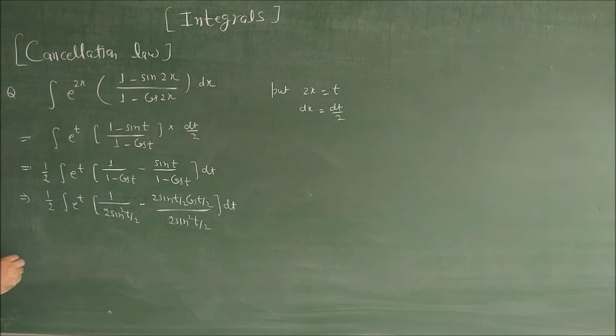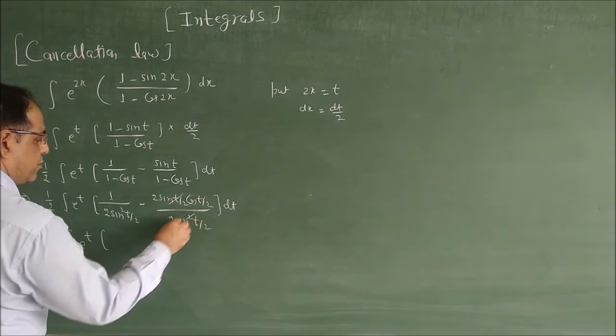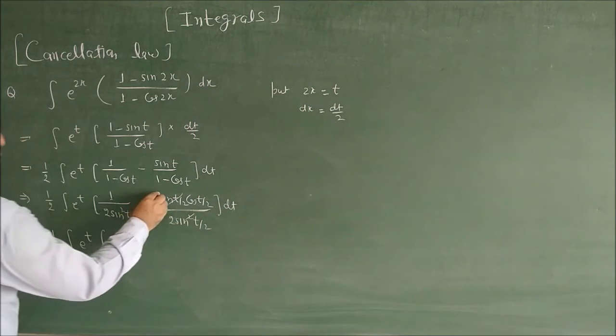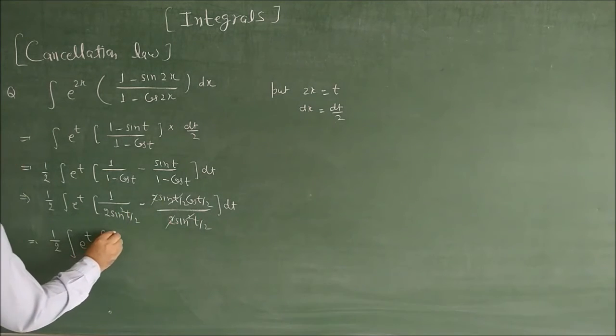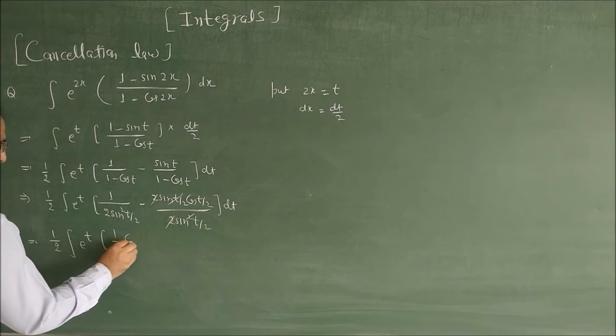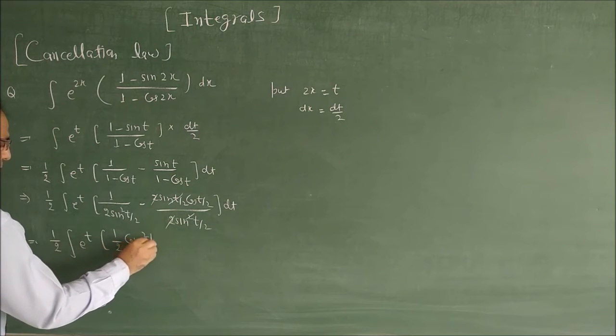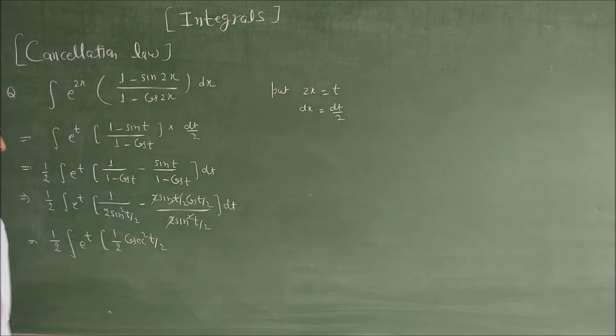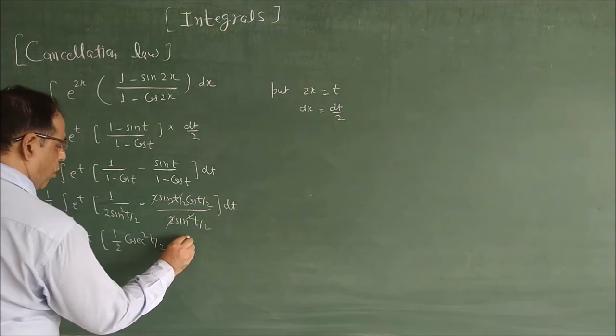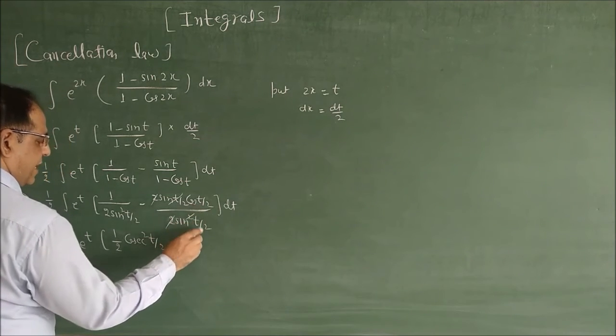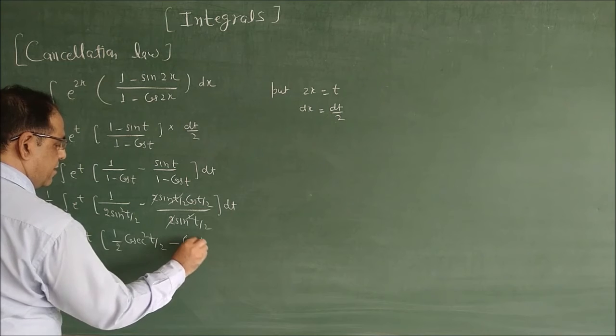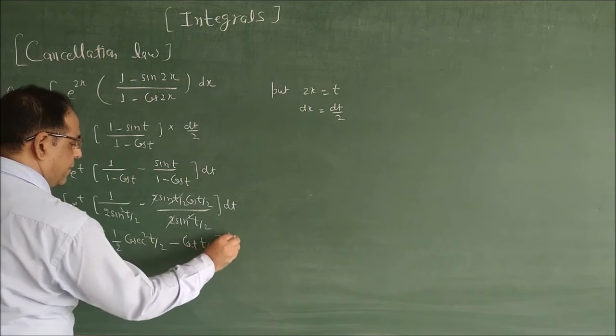Here 1 upon 2 is outside, e to the power t, sin t by 2 is cancelled out, 2 and 2 again cancel out, so we have 1 upon 2 cosec square t by 2 minus cot, one cos is there, one sin is there, so this becomes cot t by 2 dt.